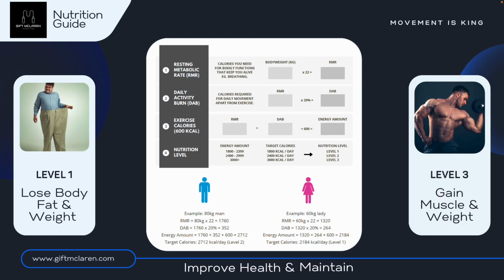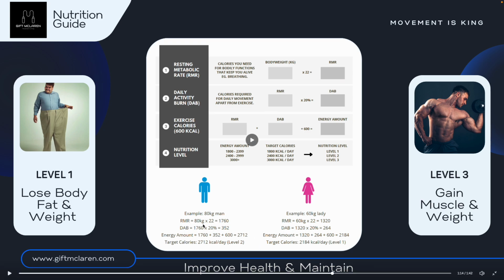Now, let's look at this screen here and work out how many calories you need to maintain your current weight. The way we do that is shown here. So we've got an example of an 80 kg man and a 60 kg female. What you do here is 80 kg times 22 in order to get your resting metabolic rate. So times 22 equals 1760. Of course, we've got the female example as well, times 22, 1320.